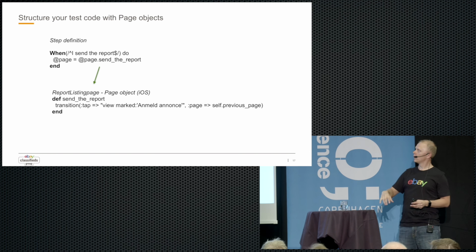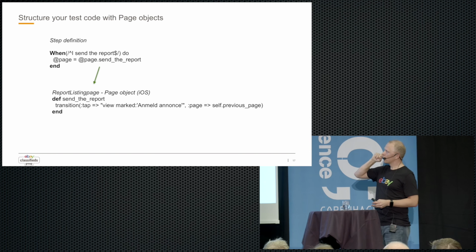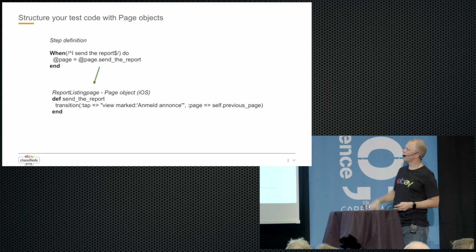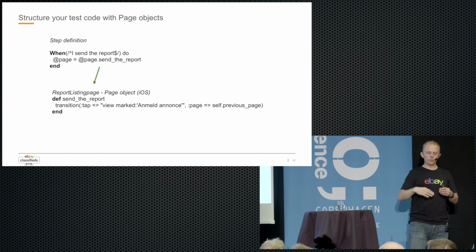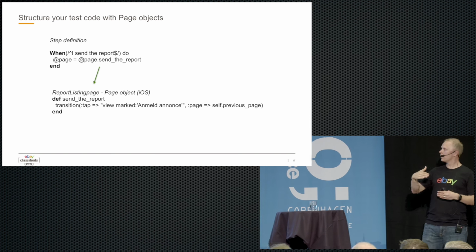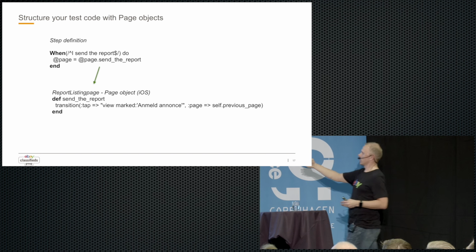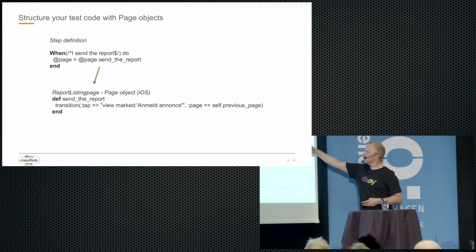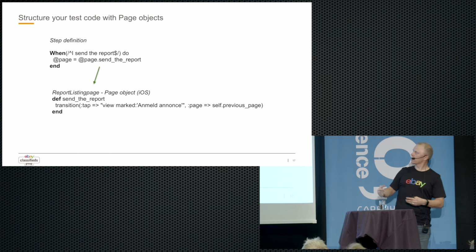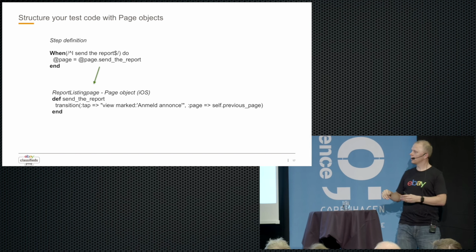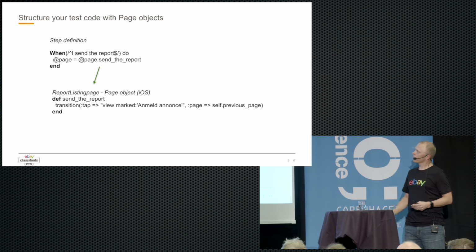This previous page, I could have put in any other page object, which is just a Ruby class that will now be in control. So looking at the step, the page variable is going to be in scope for all the steps running in a scenario. And this method is returning the new page. So the next step can say page do something, and that will be the next one in the flow.